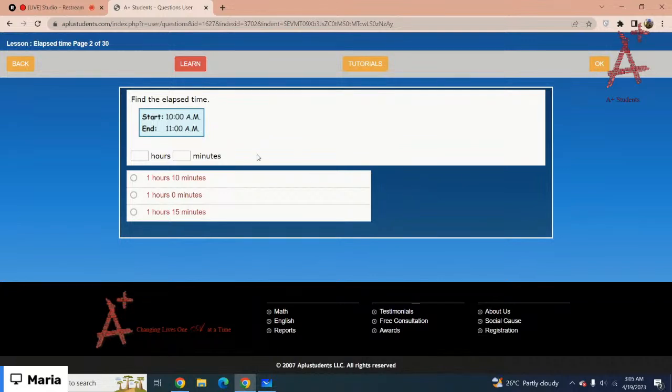Okay, 10 a.m. to 11 a.m. So you have to find the elapsed time. From 10 to 11 we have just 1 hour and 0 minutes. Got it? So it would be 1 hour and 0 minutes.